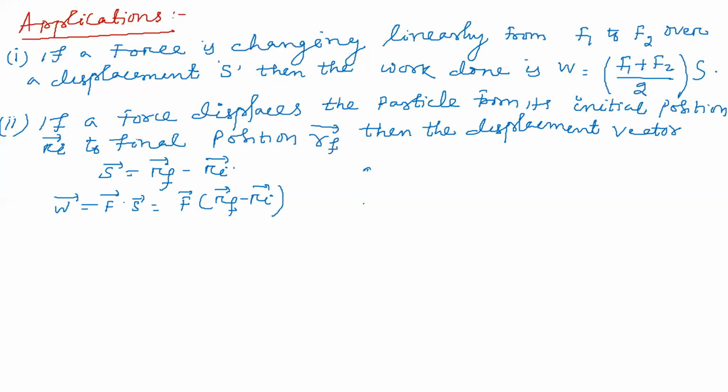Okay. That means if you take x-axis here and y-axis here, and let the initial position of the particle be here, that is Ri, the position vector. The particle, with some force F, moves to this point. Let this position of the particle be Rf, the final position. So what is the work done here? W is equal to F into Rf minus Ri. Understood?